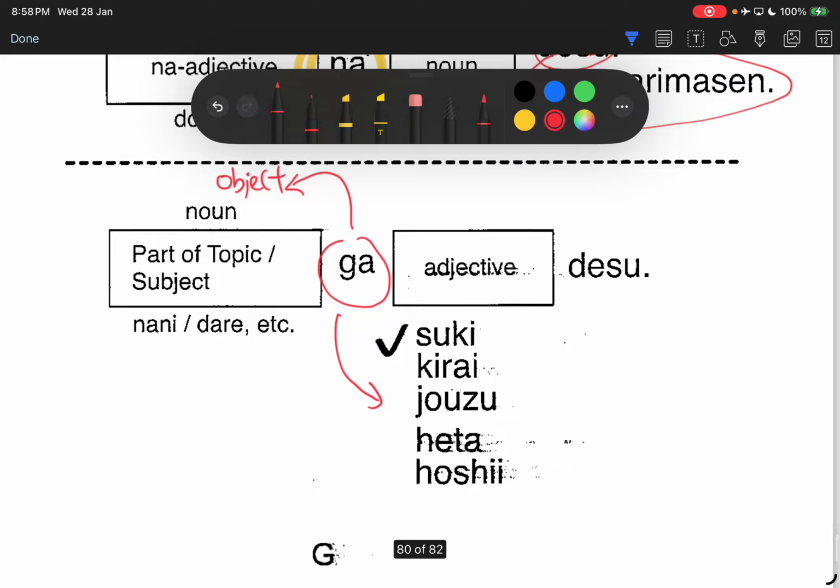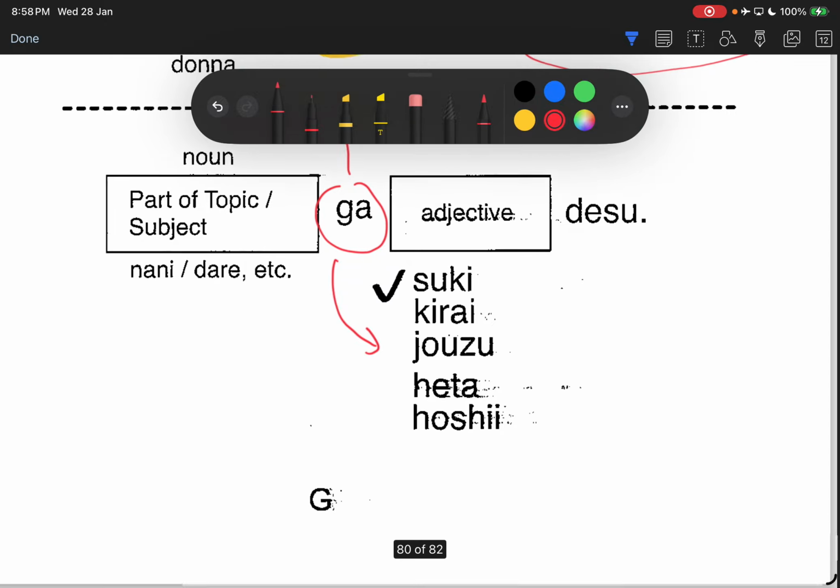Any questions? Straightforward, huh? Next page.